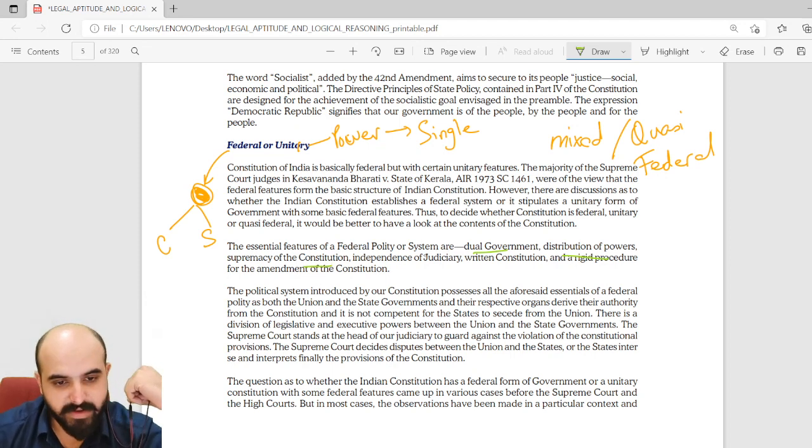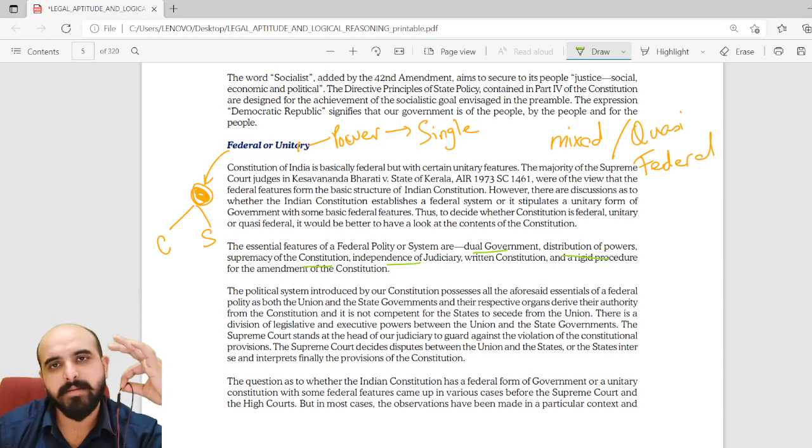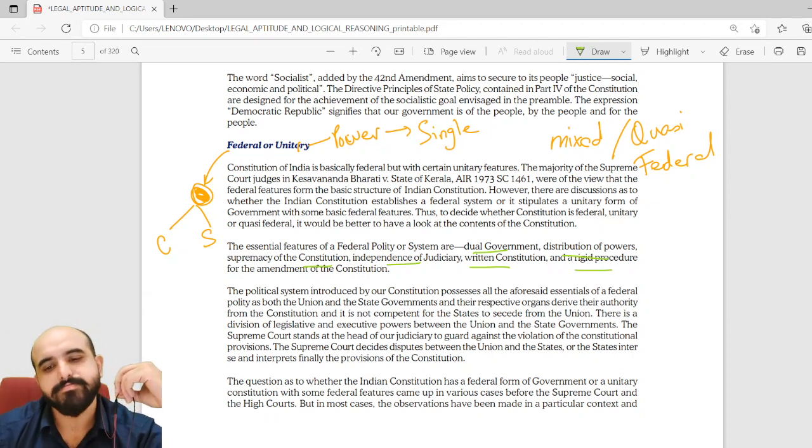We have independent judiciary. Yes, there are three major powers in our country: executive, legislature and judiciary. It's not a watertight compartment, but then judiciary is considered as independent. Okay, we have a written constitution. Yes, and the lengthiest one at that. We have a rigid procedure.